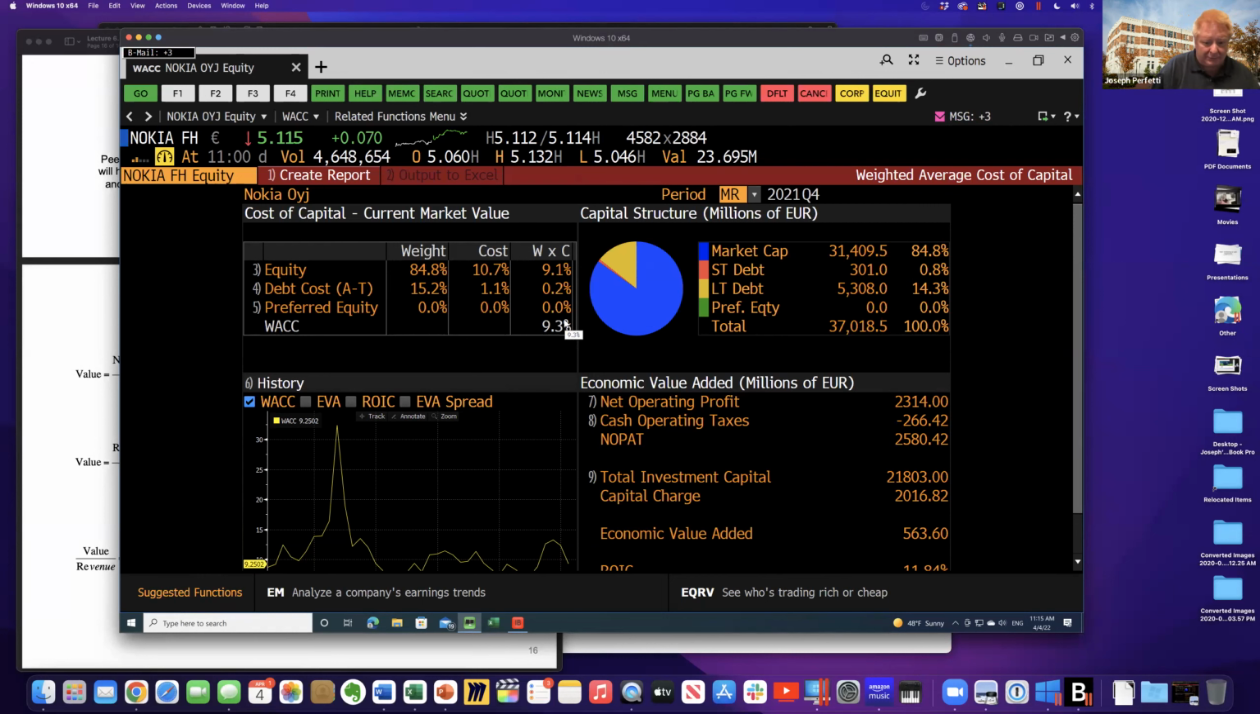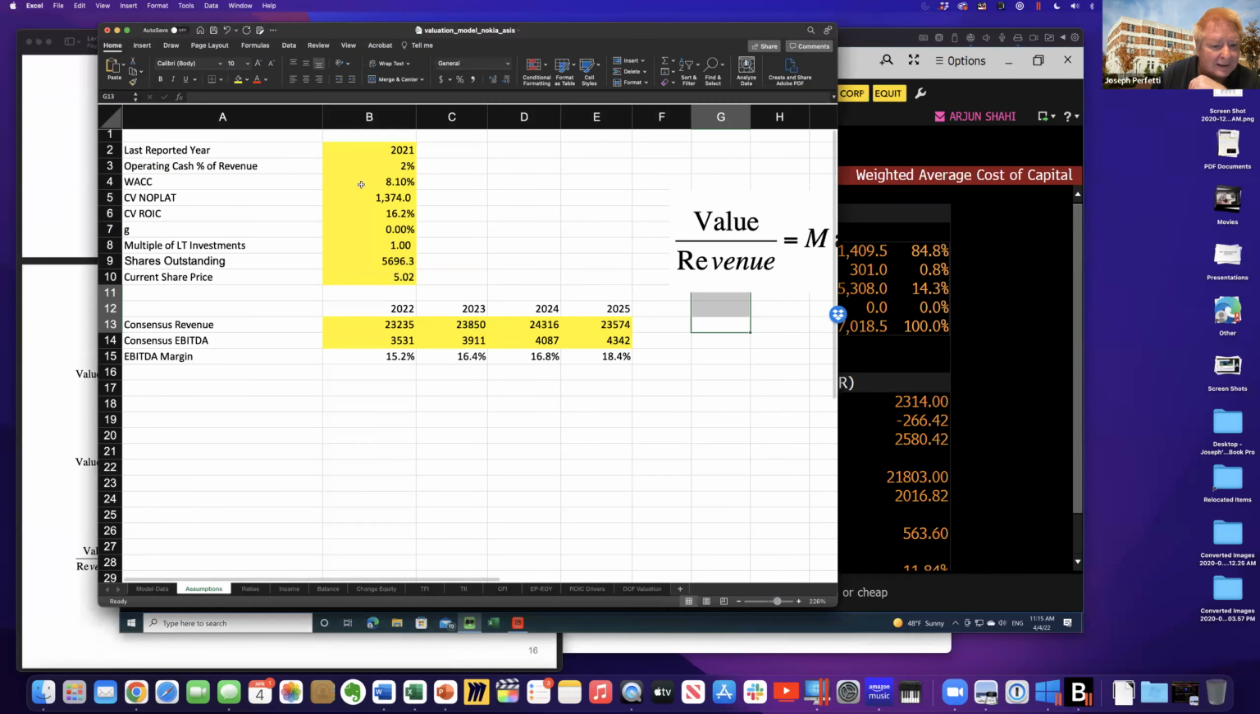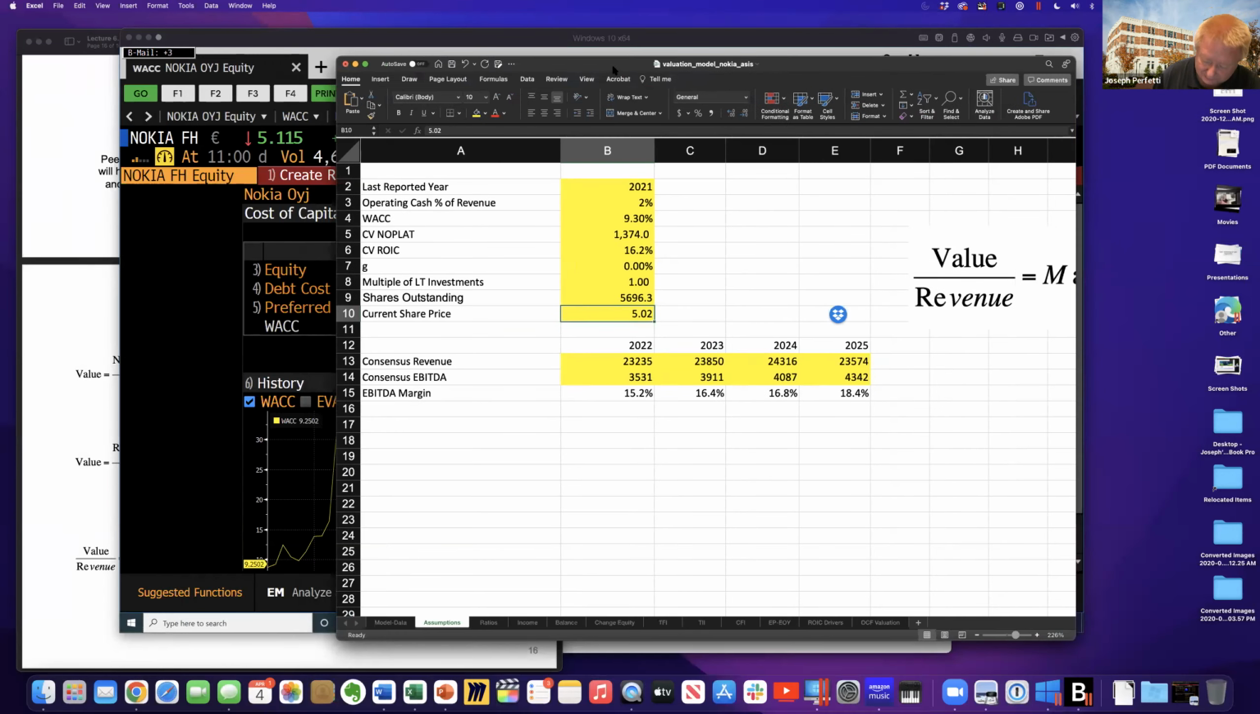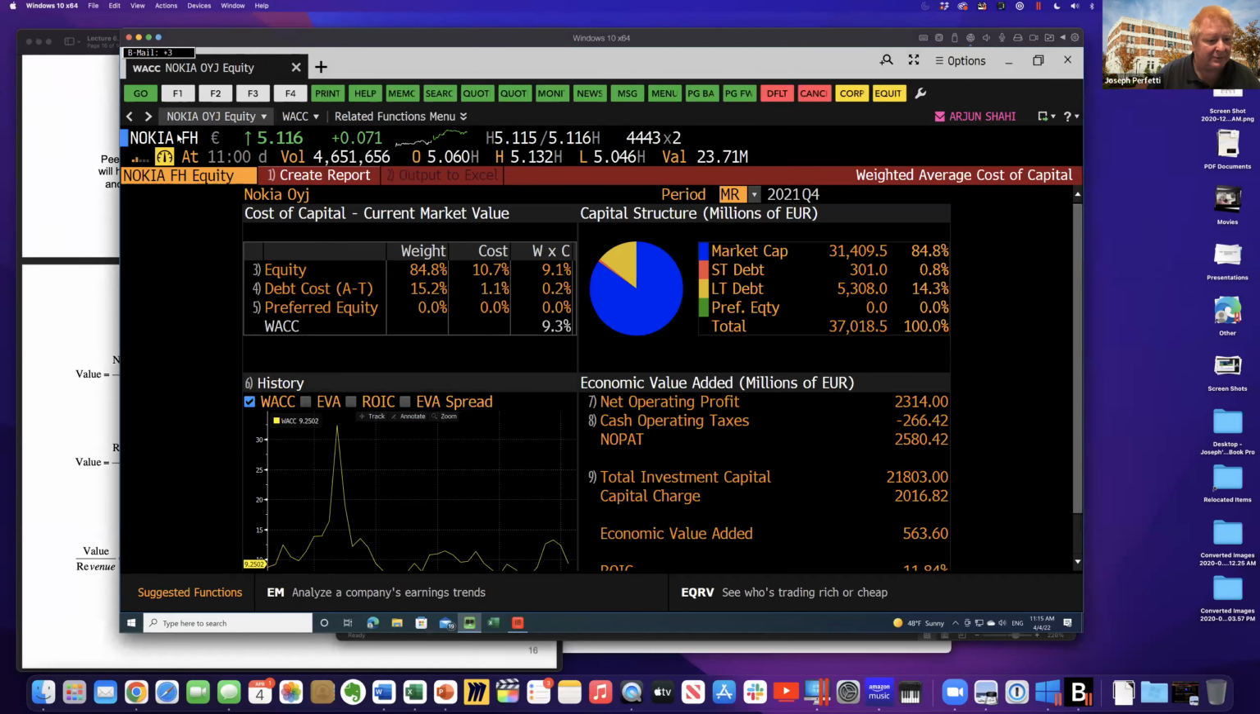So back to Nokia, taking these screenshots with the most current data, I need to update my model. So first, WACC is now 9.3. So go here to our WACC. Last week it was 8.1. It's gone up a lot in a week. 9.3. Okay. Next, what we need to change is the current share price. Current share price is now 5.11 euros. Okay. And finally, the EEO had changed.